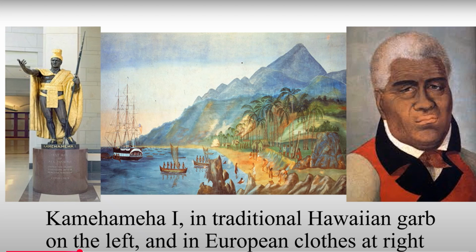So in 1795, King Kamehameha I, seen here on this slide on the right-hand side in European garb, and here's a statue of him in traditional Hawaiian clothing. He united the Hawaiian archipelago, the Hawaiian Islands, into a single kingdom. Previously, they'd been ruled by multiple different rulers, but Kamehameha I united them into one island nation, you could say, and he ruled as an absolute monarch. And his dynasty is going to rule until 1872.